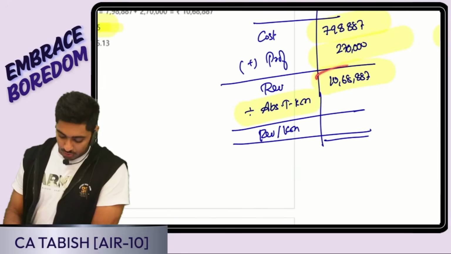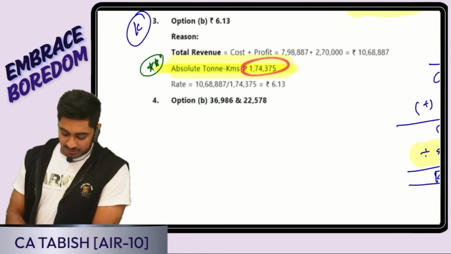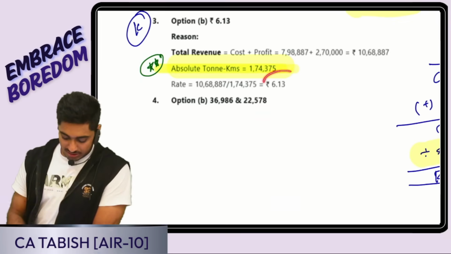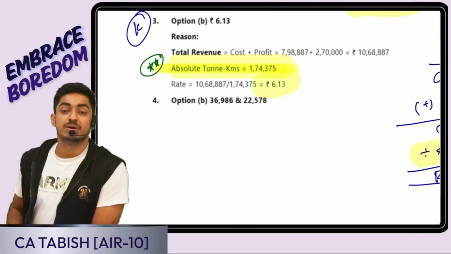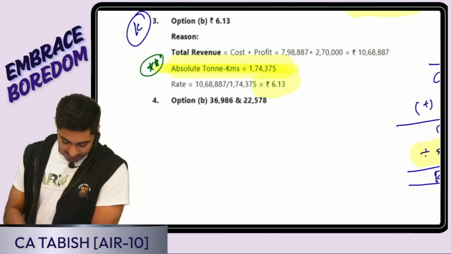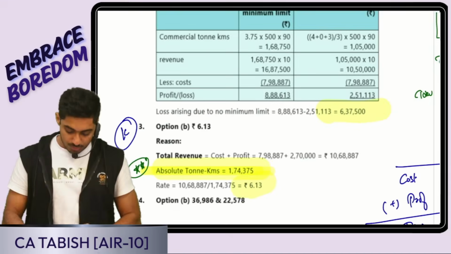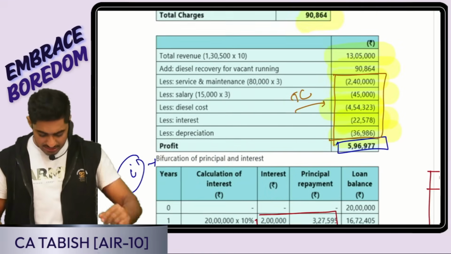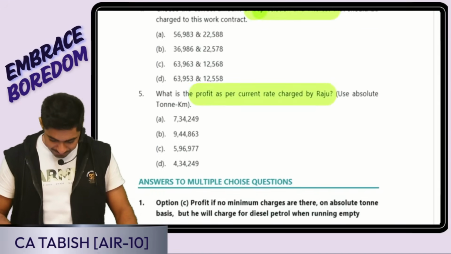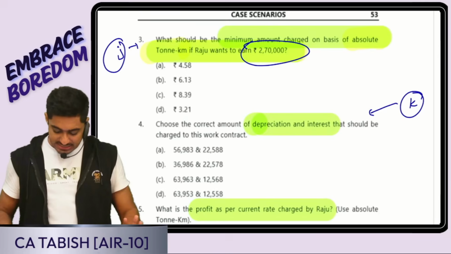So you would have got the total revenue divided by 174,375 ton kilometer. You will get the revenue per ton kilometer. Is this clear, everyone? Perfect. Beautiful requirement. Every requirement is crazy in this question. Okay. Whatever is the answer, you guys can highlight it.